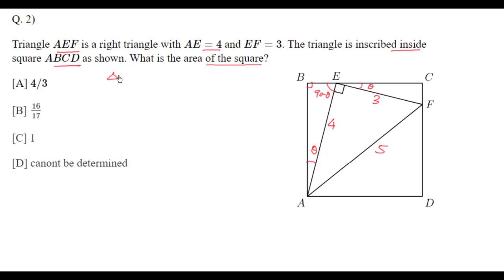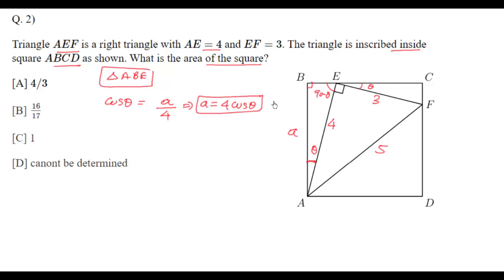So now we have to focus on triangle ABE. In this triangle, we can say that cos of theta would be base upon hypotenuse. This is the base in this case, right? Because this is the angle which is formed between base and the hypotenuse. So it will be AB, or let me assume the side to be say A, right? Which is A over 4. This is cos of theta, right? Or we can say that the side A would be equal to 4 cos of theta. This is one way wherein we can calculate the side of the square.